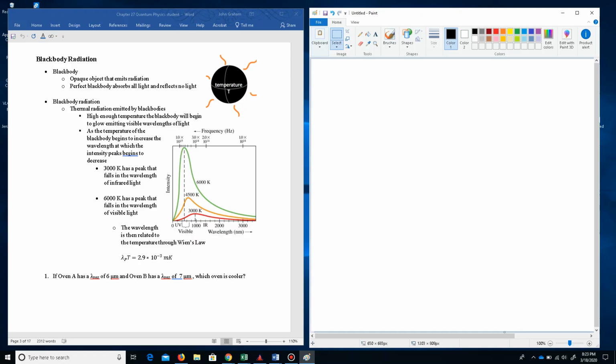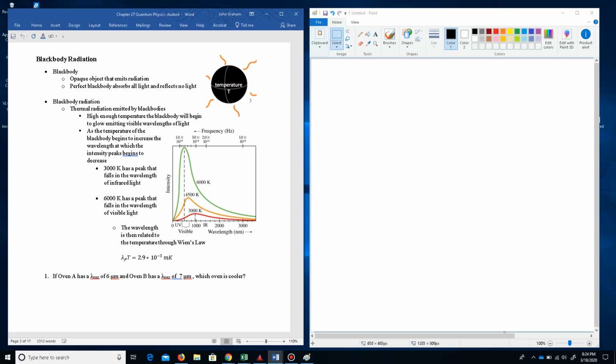So a black body itself is an opaque object that emits radiation. And a perfect black body absorbs all light and reflects none. So they just say this ball here is a black body. Any light that goes towards it, it takes in, and it's not going to give out any light at all in form of visible light or gamma rays or anything like that. It does give out thermal radiation.